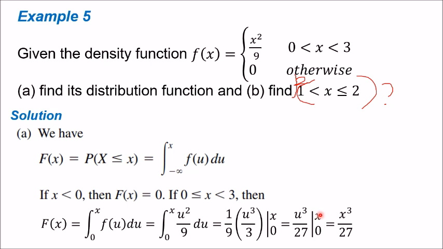Now evaluate this. Substitute u with x, so we get x cubed over 27, minus 0 cubed over 27, which we need not write since it is 0. So the answer is just x cubed over 27. This is our distribution function for x from 0 to 3.